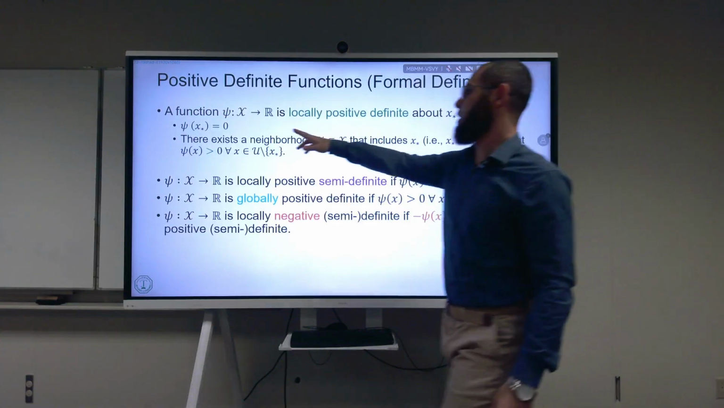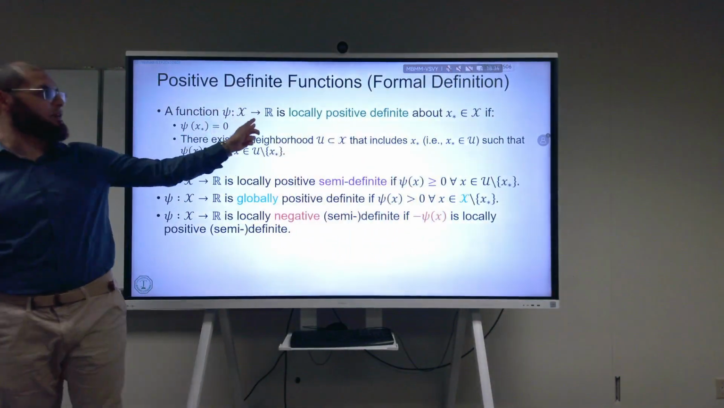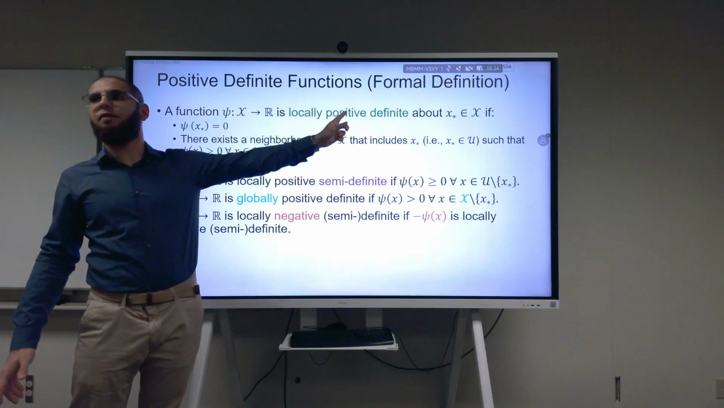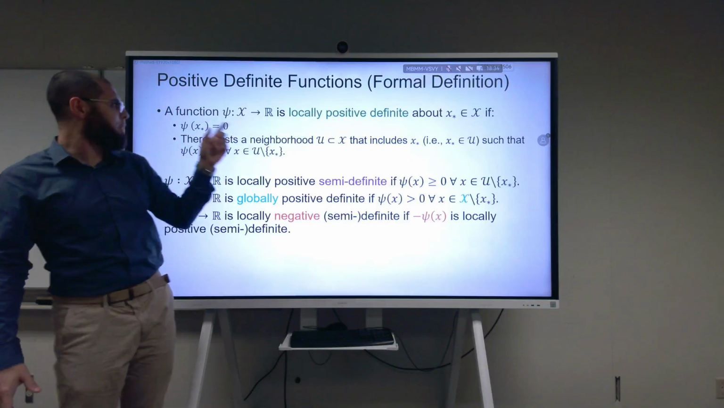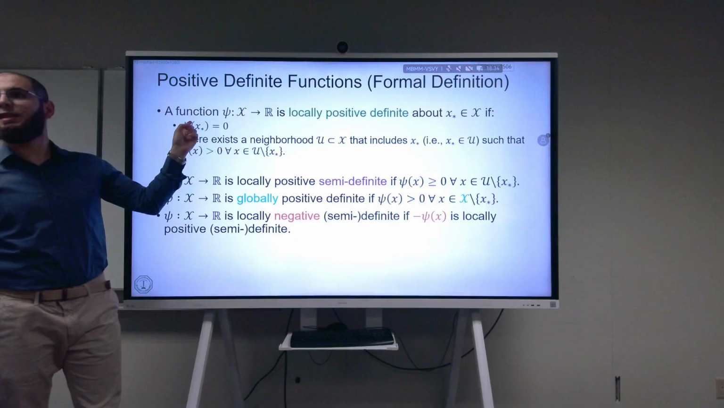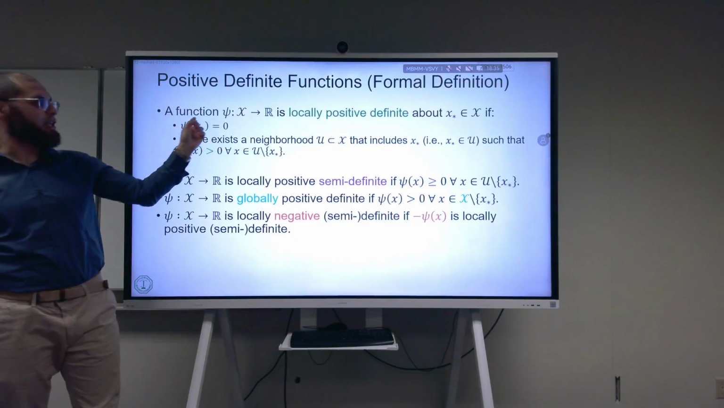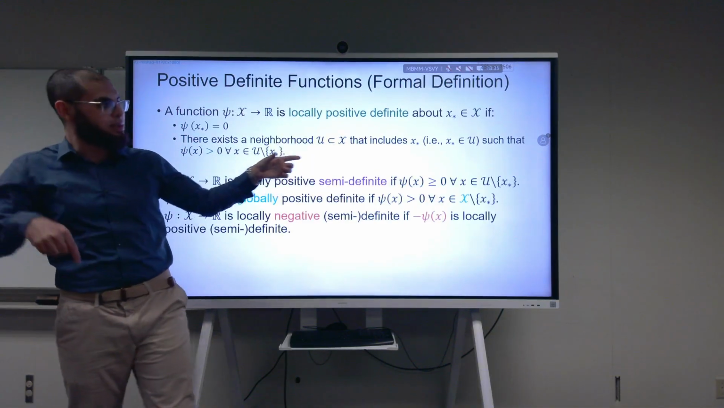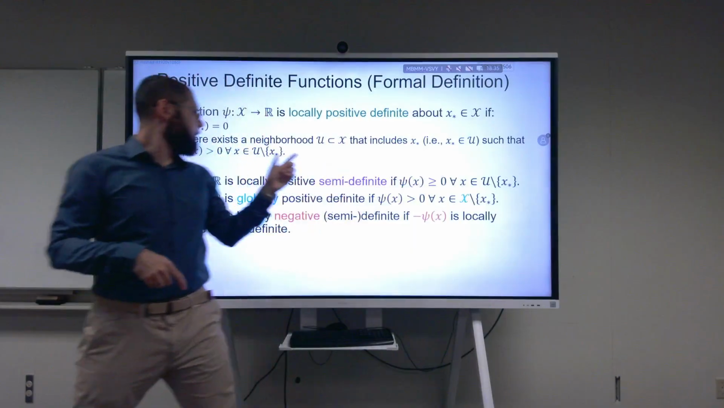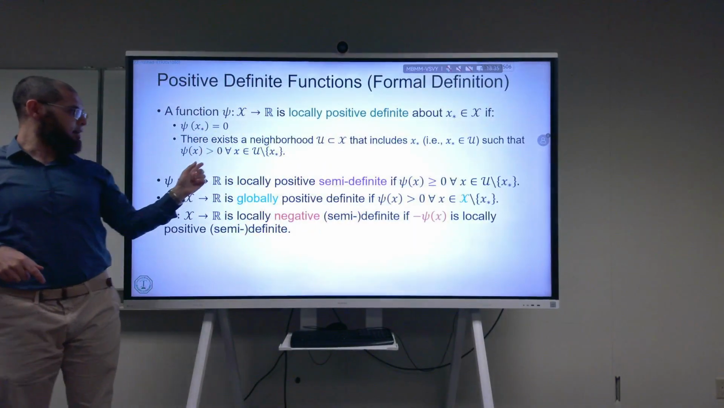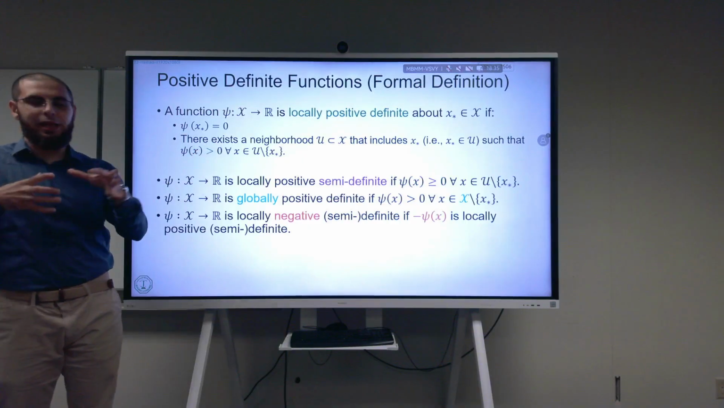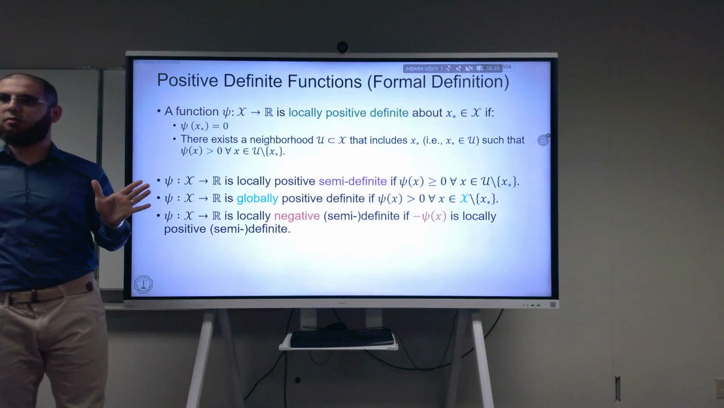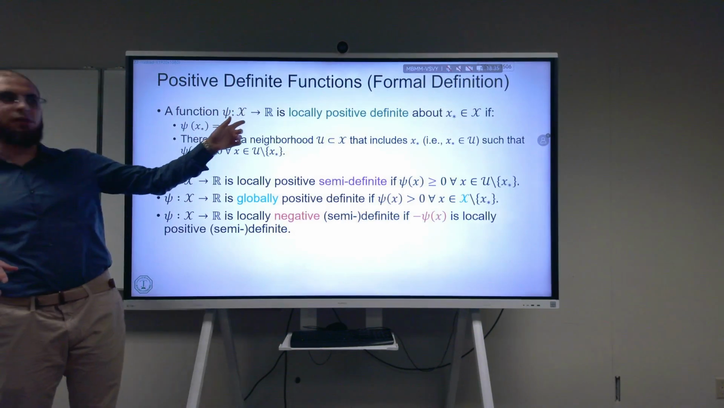So a function psi that eats a point x and gives you R, a scalar function on the manifold, is locally positive definite about some point on the manifold if, first of all, you evaluate the function at the point and you get 0, and there exists some neighborhood that includes the point such that the function is positive for all points within the region excluding the point you started at. Nothing different. So this is what locally positive definite is.